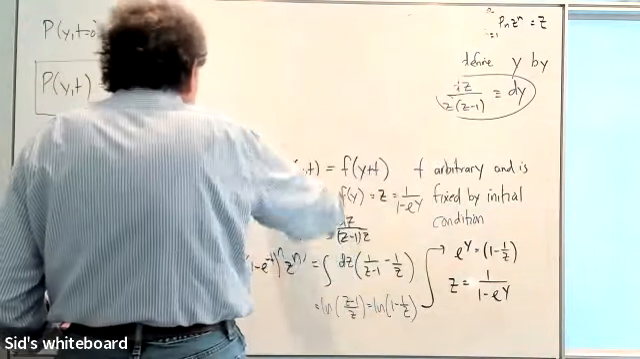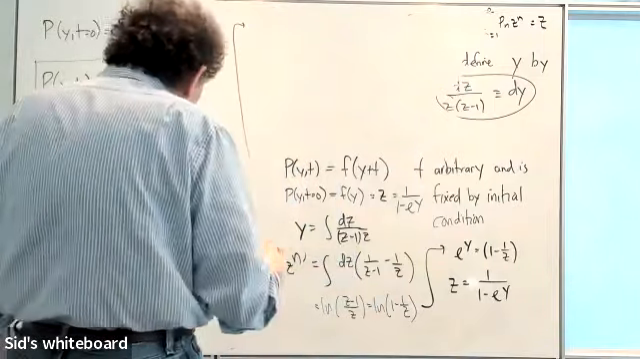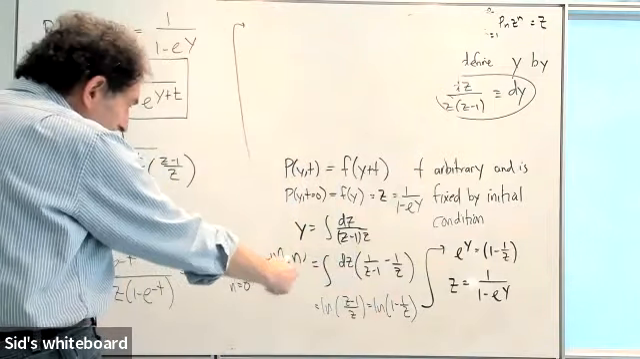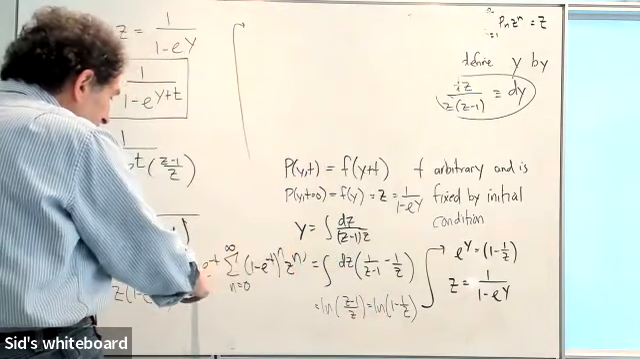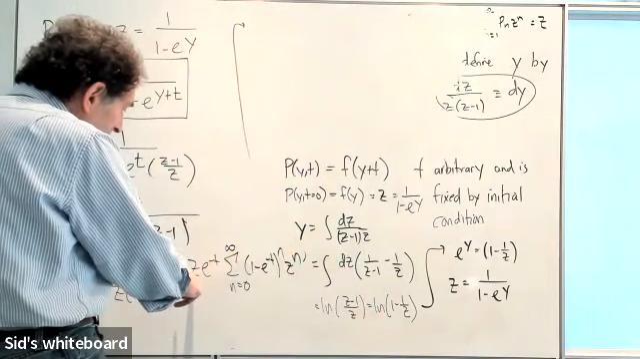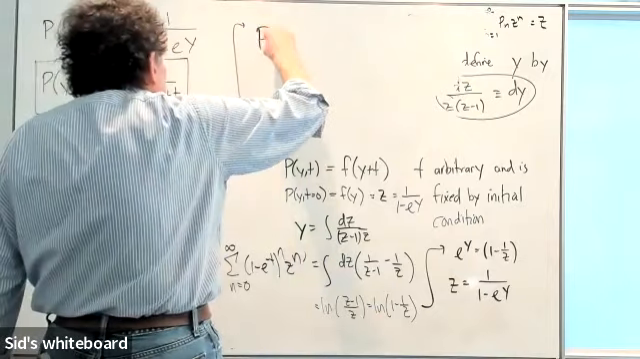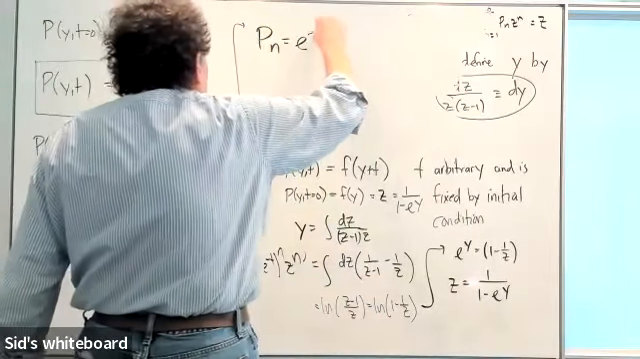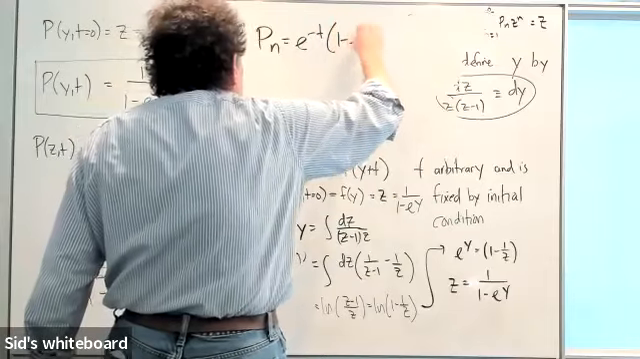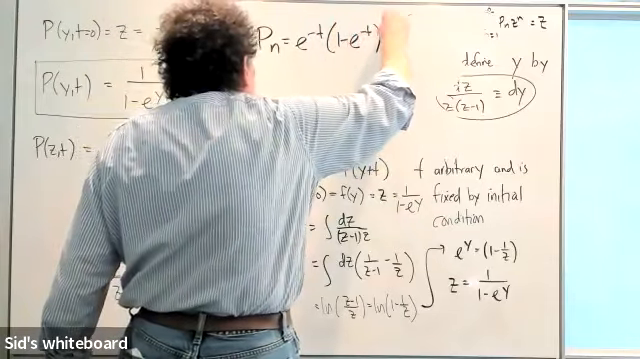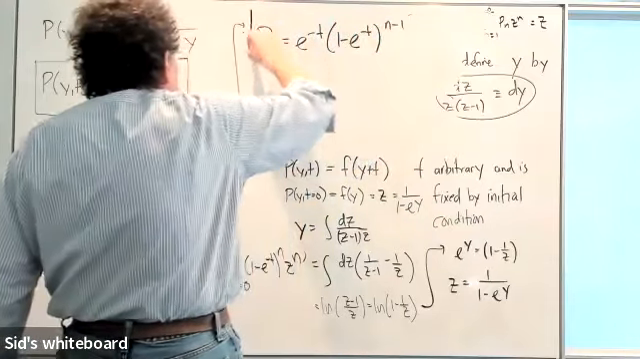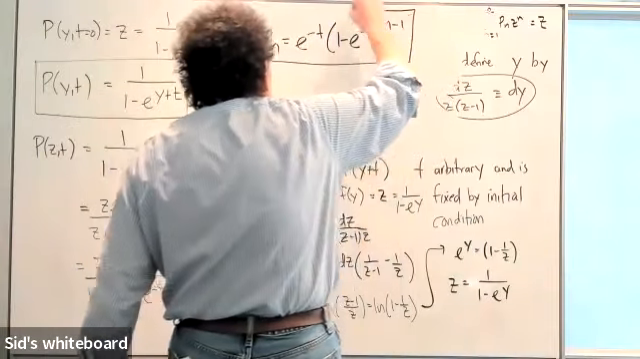So from this, we want to extract the kth term in this power series. It's just the k minus first term of this combined with this, because here there's one extra power of z. And so what we're going to get is that Pn is equal to e to the minus t, 1 minus e to the minus t to the power n minus 1. So that's my final answer.